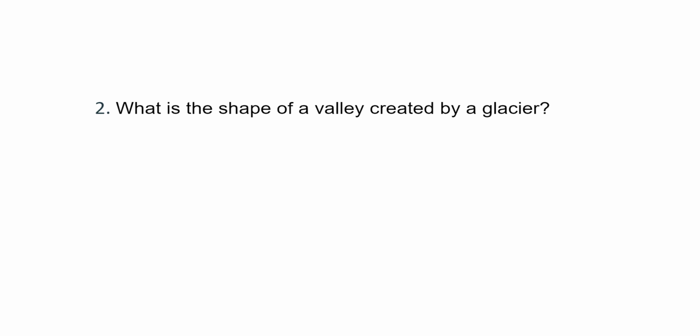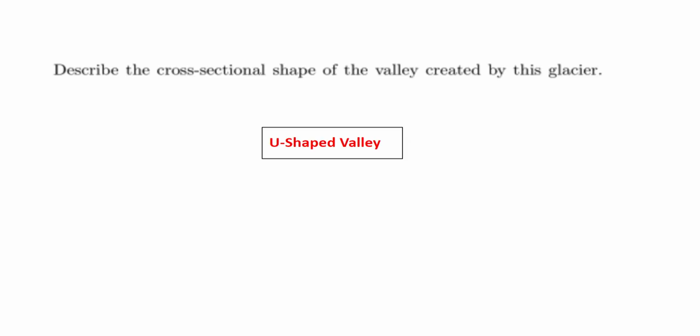So go ahead and try number 2. Pause this video. What is the shape of a valley created by a glacier? The correct answer is U-shaped valley. Remember, glaciers U-shaped valley, rivers V-shaped valley.